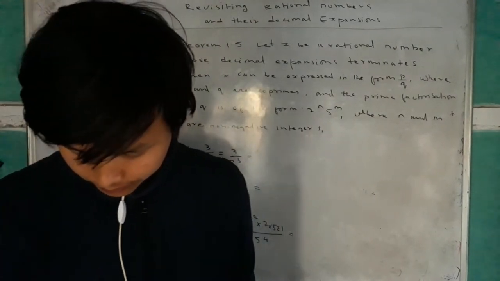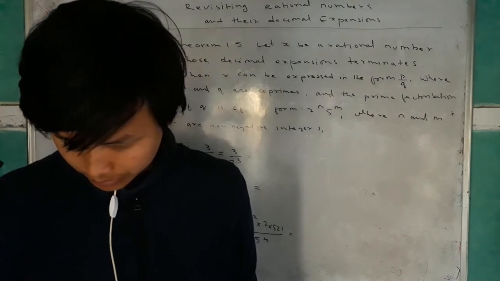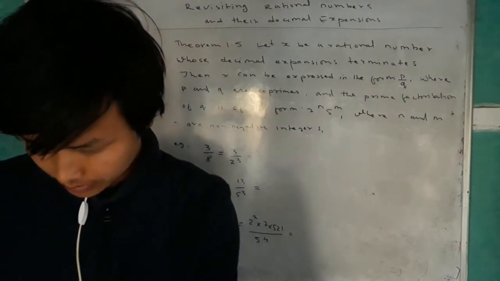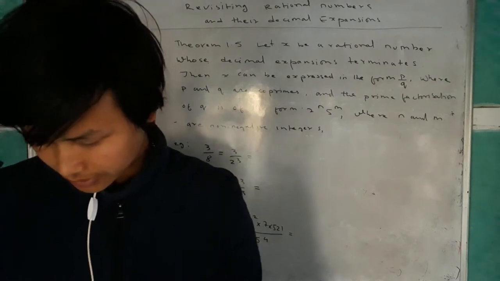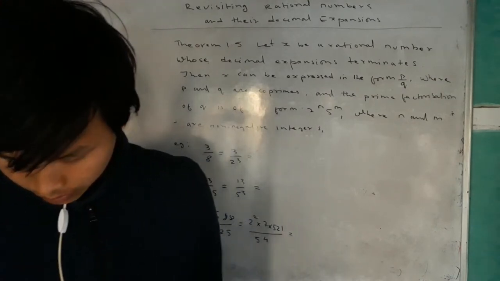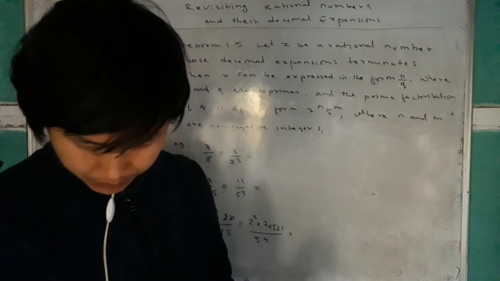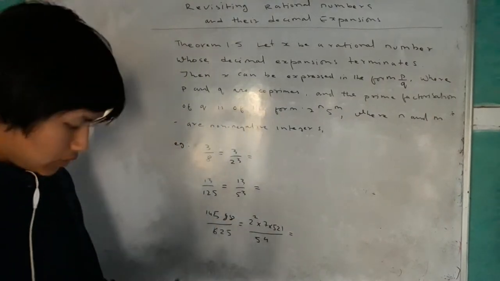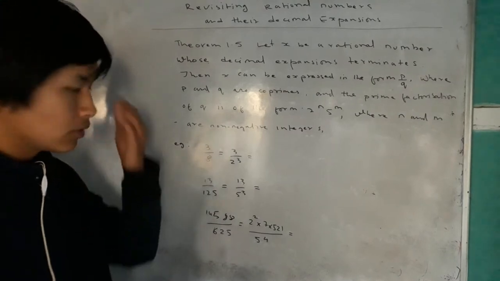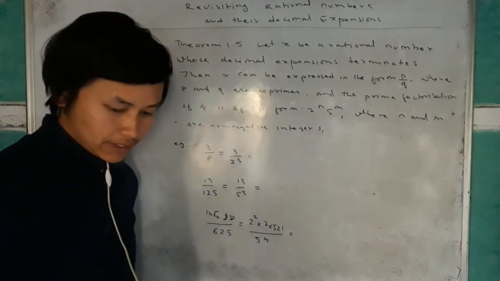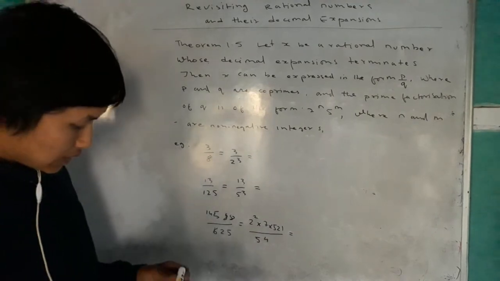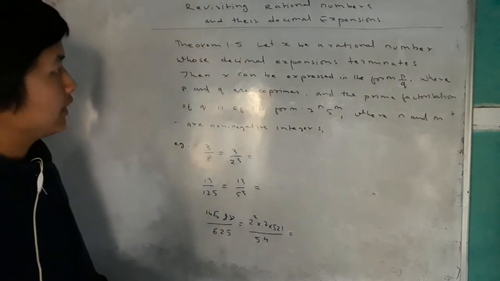So this is the last lecture of chapter 1, real numbers. Our topic is revisiting rational numbers and their decimal expansion. What we are going to study first is a theorem. What the theorem is trying to say, we'll understand one by one.